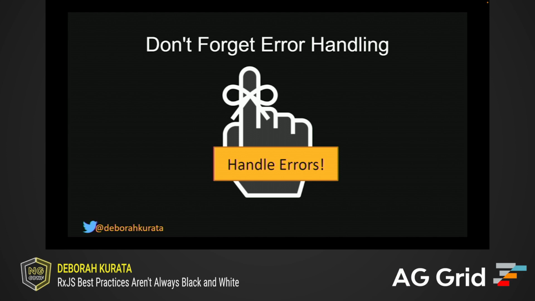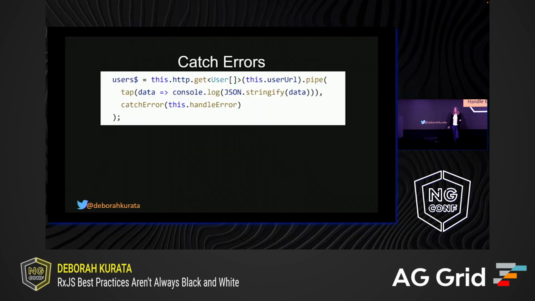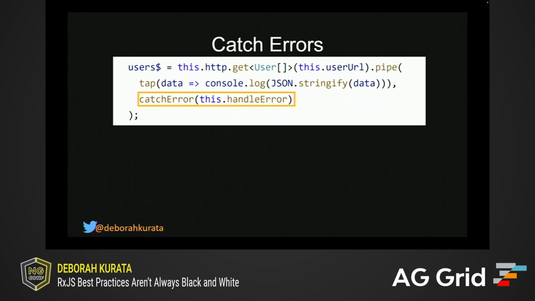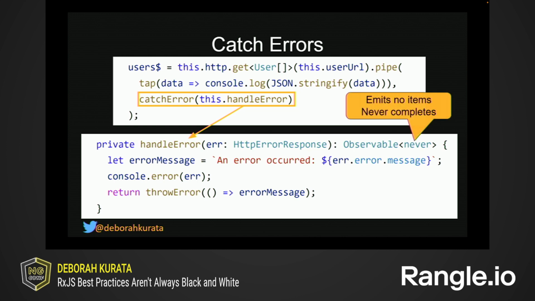Next, don't forget error handling. I know it's easy to just get some code in there that's running and works and kind of forget about handling the errors. So here is an example of some error handling, just catch error. And this .handle error then looks like that. And here we've got an observable of never that we're returning. It emits no items and never completes.